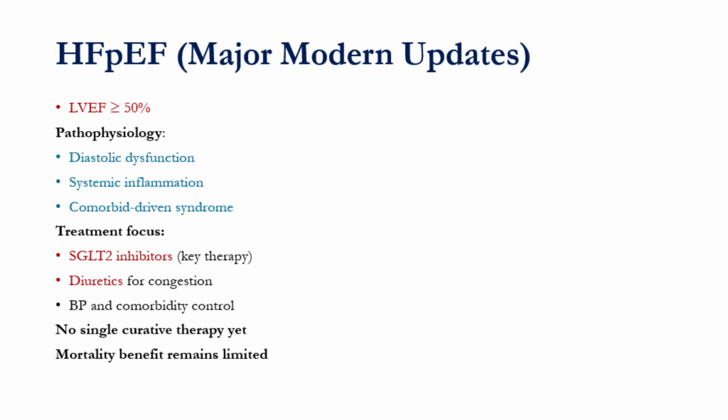HFpEF is characterized primarily by impaired ventricular relaxation and increased ventricular stiffness. It is strongly associated with systemic inflammation and multiple comorbidities, such as hypertension, obesity, diabetes, and atrial fibrillation. Unlike HFrEF, no single therapy fully reverses disease progression, but SGLT2 inhibitors have emerged as an important evidence-based treatment. Management also focuses heavily on congestion relief and aggressive comorbidity control.